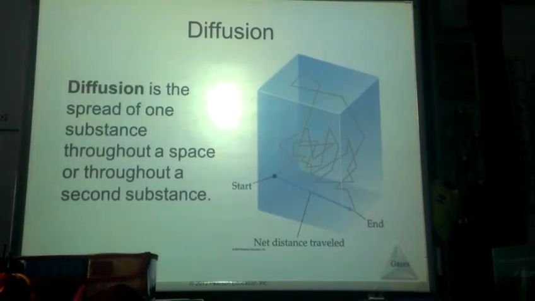Diffusion, let's talk about that. Diffusion is the spreading of one substance throughout a space or throughout another medium or a second substance. So if I'm in the kitchen baking cookies, then my husband in the living room will smell the gas molecules of that amazing smell maybe 20 or 30 minutes into me baking these cookies. So diffusion is just spreading out through a specific amount of space.